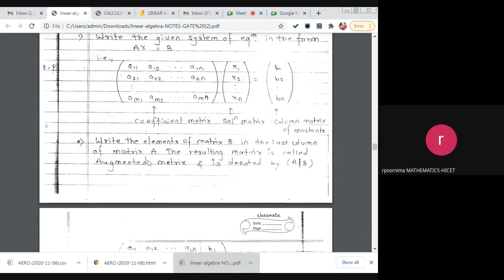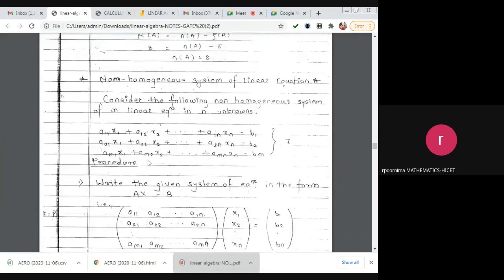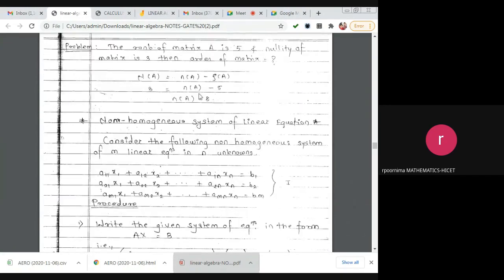These things you have to know. The non-homogeneous system of linear equations. Rank is important to you. If the rank of the matrix A is 5 and the nullity of the matrix is 3, then they will ask for the order of the matrix. You have to remember this formula, the nullity formula: N of A equals small n of A minus rank of A. That is, 3 equals n of A minus 5, so n of A is 8. So the rank of the matrix is given and the nullity is 3, then the order of the matrix they will be asking.